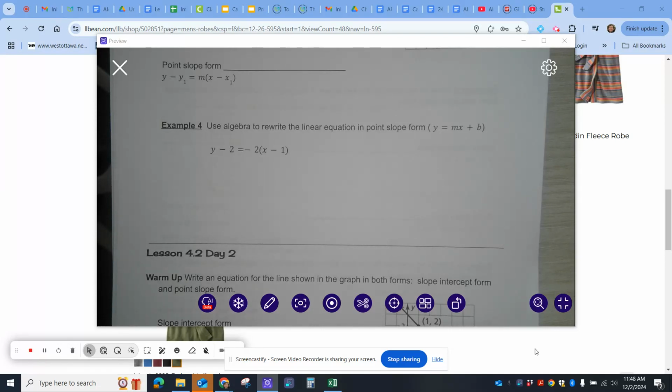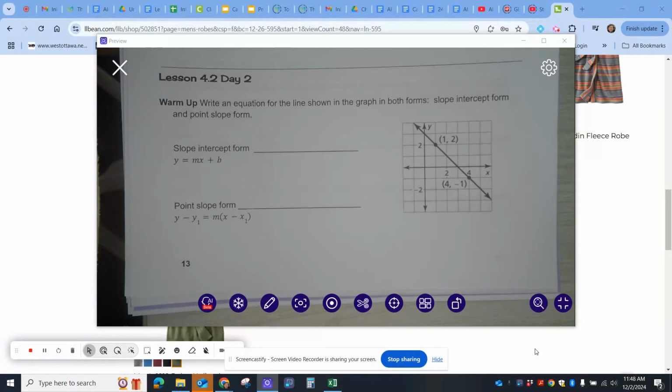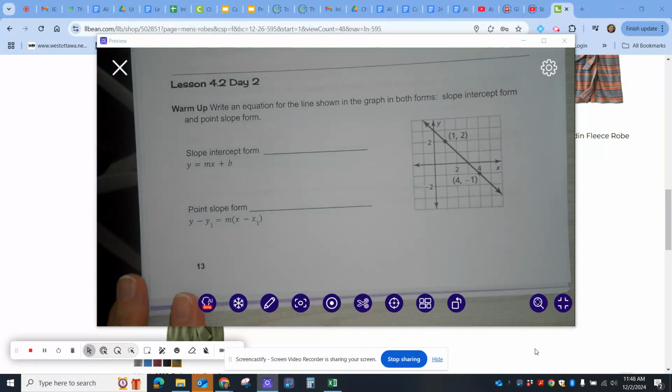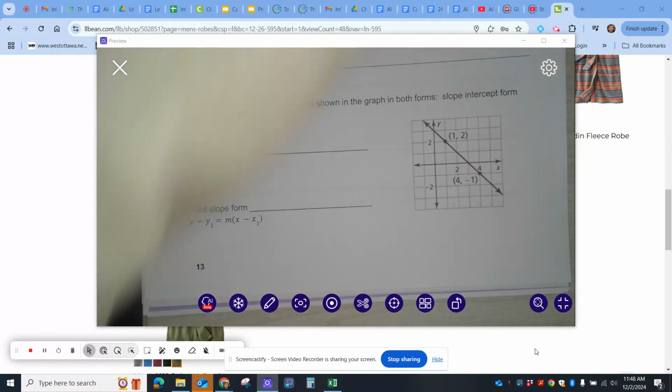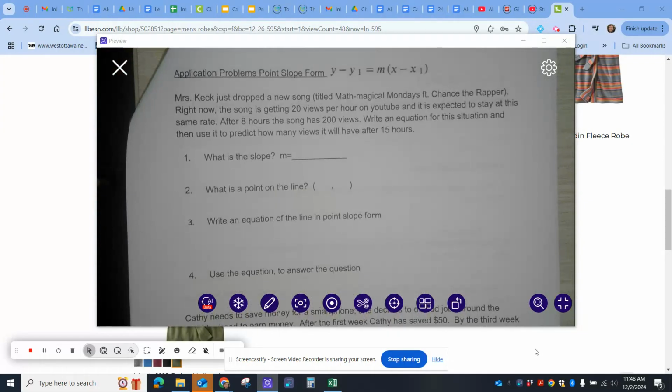This is a video for lesson 4-2, day 2, which starts on page 13 in your note packets. That is a warm-up that I suggest you do on your own and then check it with your teacher when you are in class. We're going to get right to 4-2, day 2.